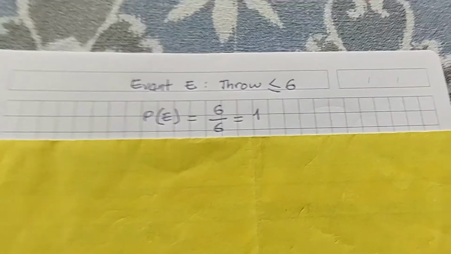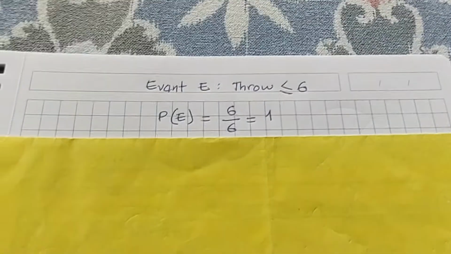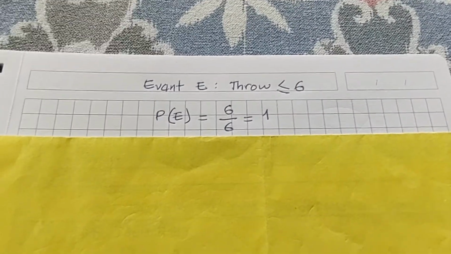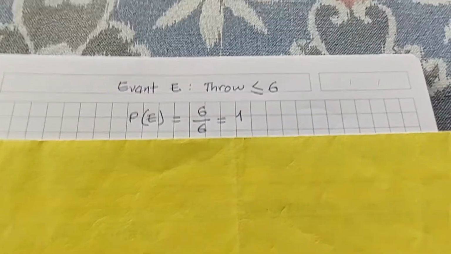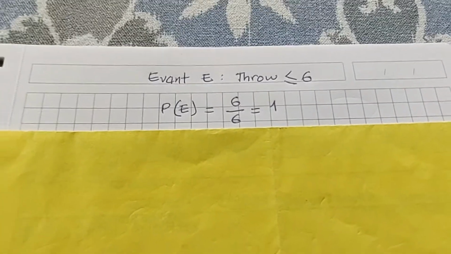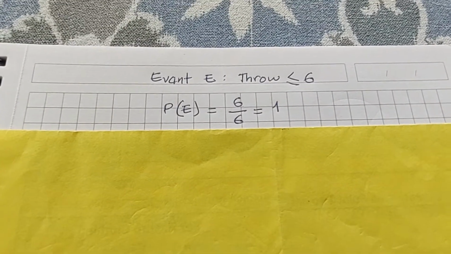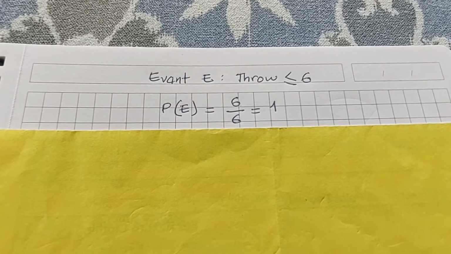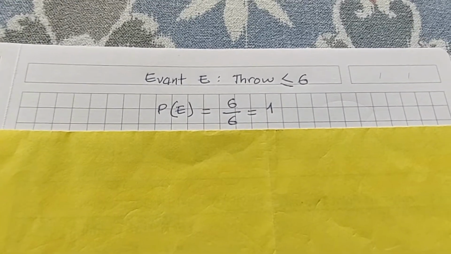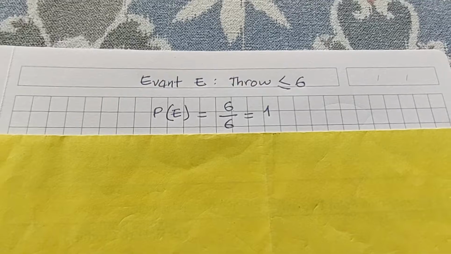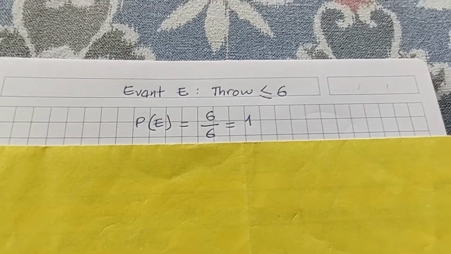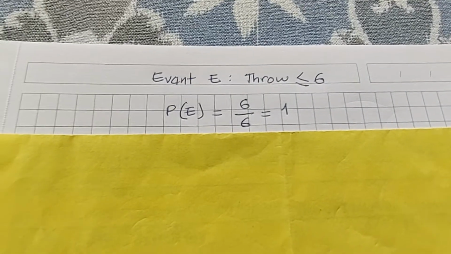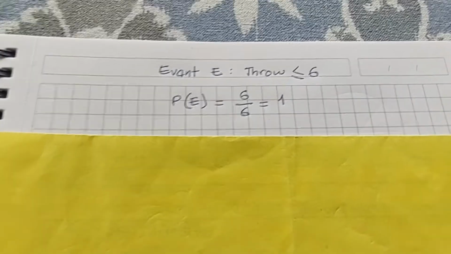Which means it's a totally certain outcome. So if somebody says, what is the probability of getting 1, 2, 3, 4, 5 or 6 when you throw a die? The answer is the probability is 100%. You will 100% get one of those numbers.